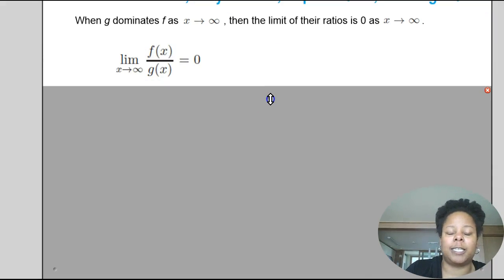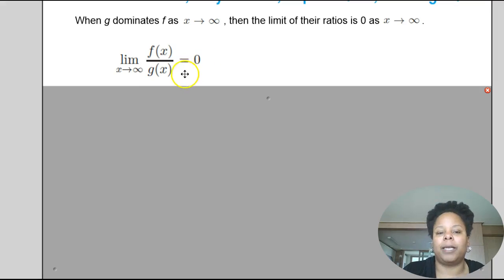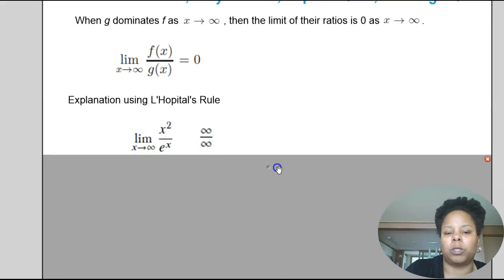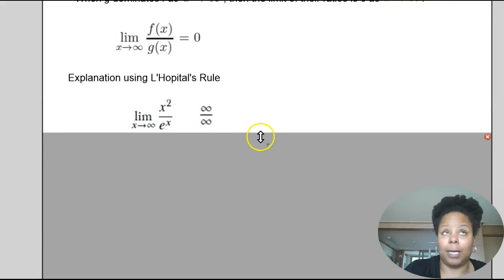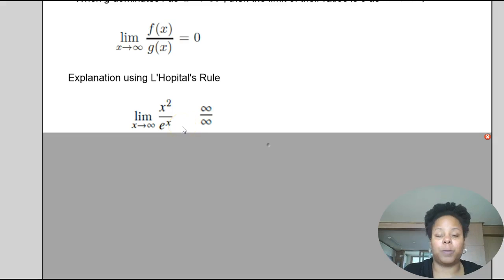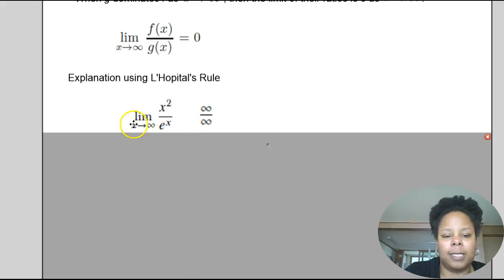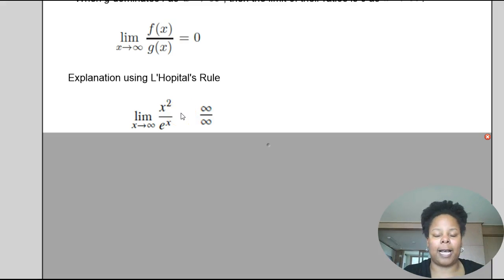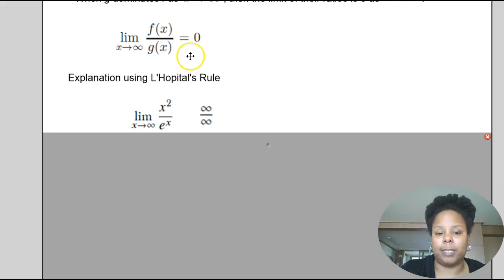So in this case, when g dominates, in other words, g grows faster than f as x approaches infinity, then that means the limit of this quotient function will be equal to 0. And how we apply that is basically using L'Hopital's rule. So let me give you an example. If you remember, we compared power functions such as this and exponential functions such as this. And as we can see, as x approaches infinity, if we were to compute this algebraically, we would get infinity over infinity. Now, some of you may remember that exponential functions grow faster than polynomial functions, which is why our answer, we know in the end, will be 0 for the limit, but we can use L'Hopital's rule to explain that.